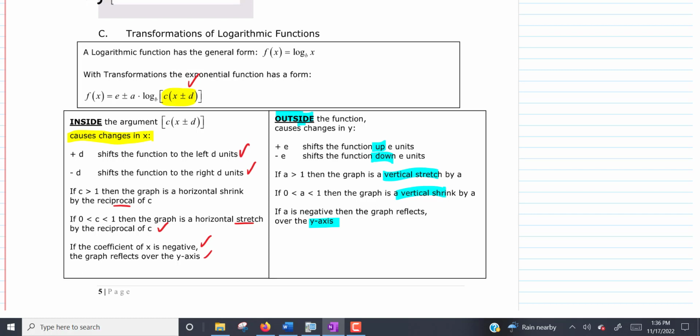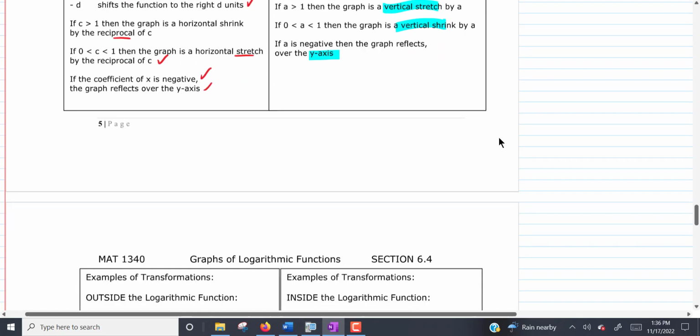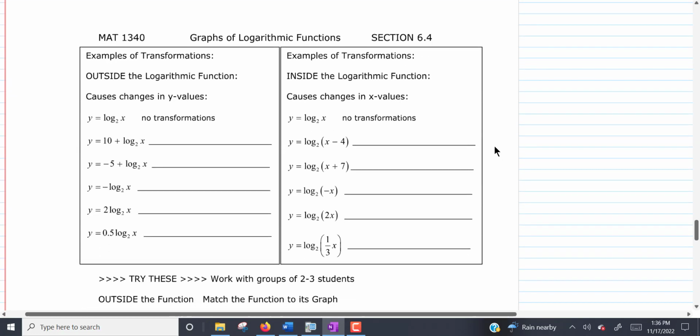Inside the logarithm is left, right, horizontal stretch, shrink stuff. Outside is up, down, vertical stretch, shrink like that. It's always the same. That's why I like to teach it inside the function and outside the function. Okay, so if you go to the next page, this is what I want to show you here to kind of organize this.